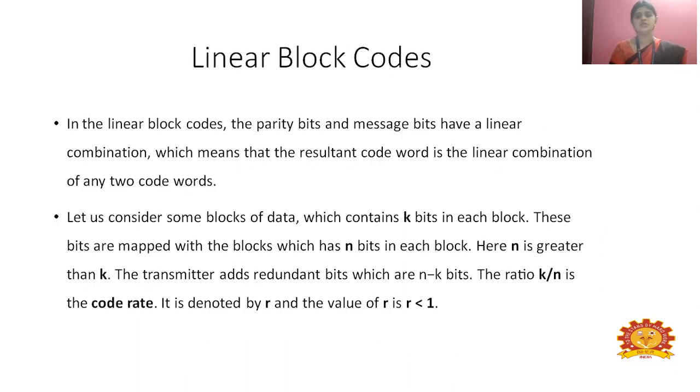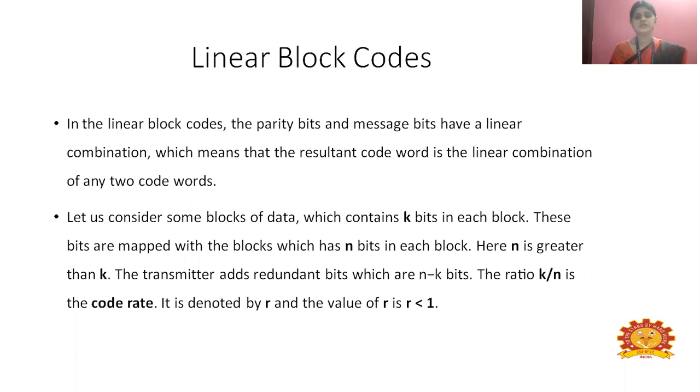Linear block codes. In linear block codes, the parity bits and the message bits have a linear combination. That means the resultant code word is the linear combination of any other code words. That is, the arithmetic sum of any two code words will produce another code word. So that is called the linear block codes.